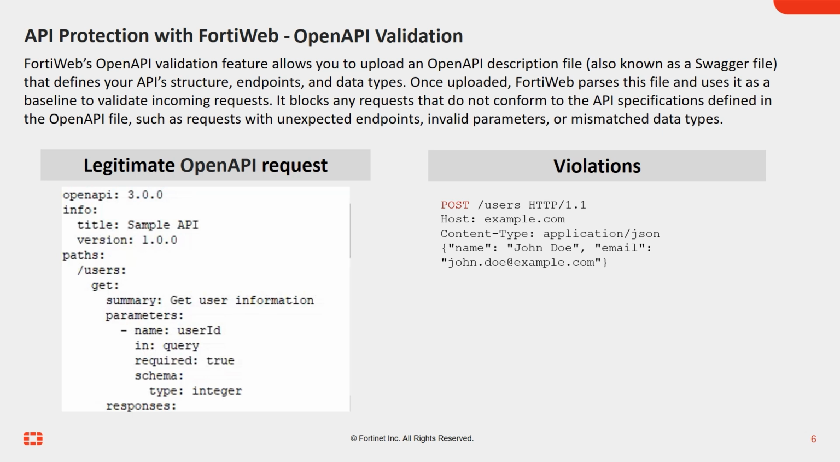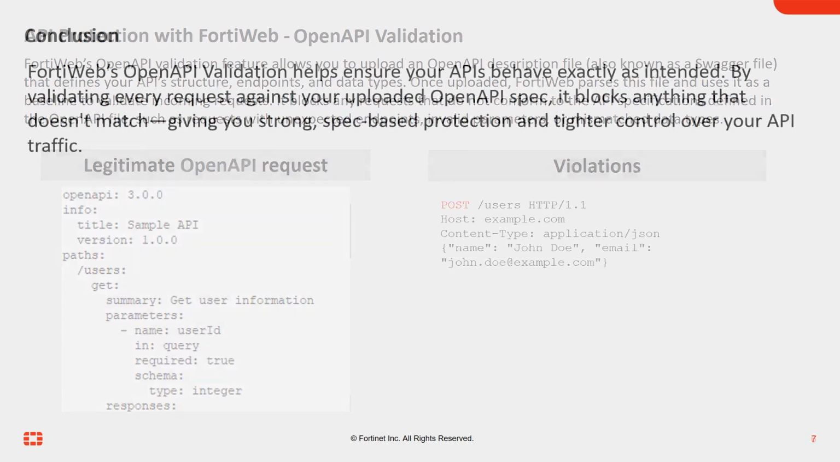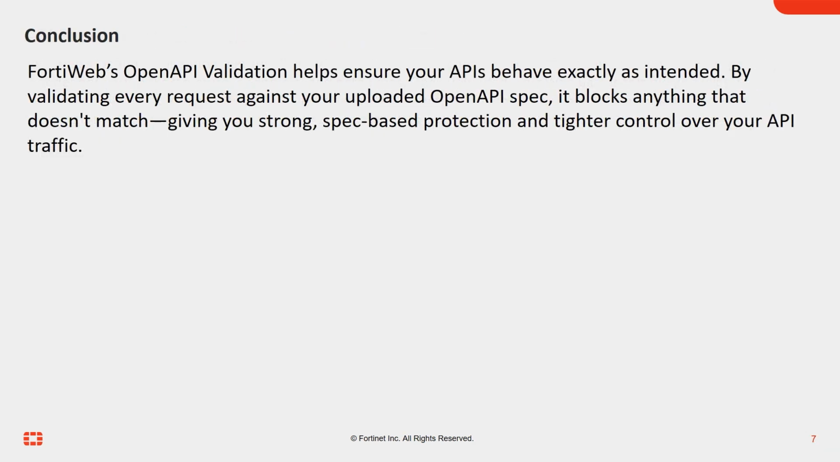By leveraging these features, FortiWeb ensures that only well-formed, valid, and secure requests are processed by your API, protecting your application from a wide range of OpenAPI-based attacks. In short, FortiWeb's OpenAPI validation helps ensure your APIs behave exactly as intended. By validating every request against your uploaded OpenAPI spec, it blocks anything that doesn't match, giving you strong, spec-based protection and tighter control over your API traffic.